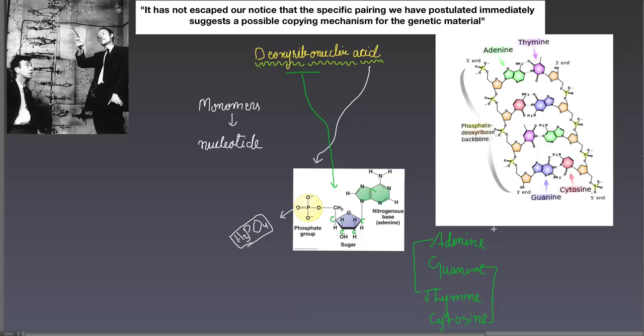Now, I copied this picture from Wikipedia, and it shows the 4 nitrogenous bases. So this right here is a nucleotide.